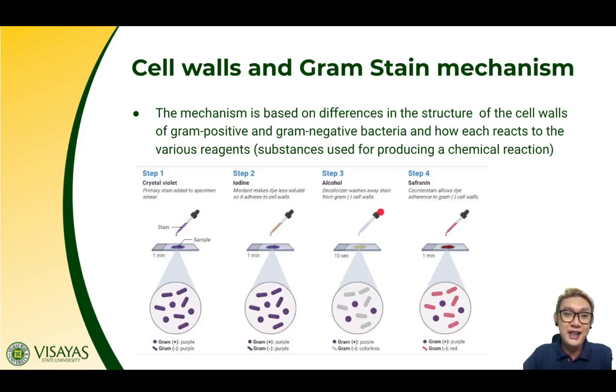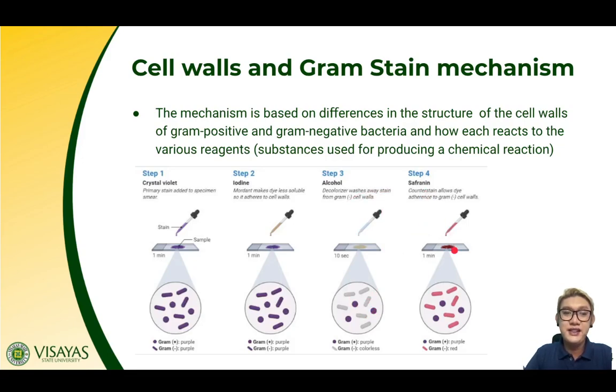So these are the steps on how you would determine the cell wall composition of bacteria, whether the bacterial cell has a Gram-negative or Gram-positive cell wall. The mechanism is based on differences in the structure of the cell walls of Gram-positive and Gram-negative bacteria and how they react to the various reagents. The reagents are crystal violet as the primary stain, iodine as the mordant, alcohol as the decolorizer, and safranin as the counterstain.